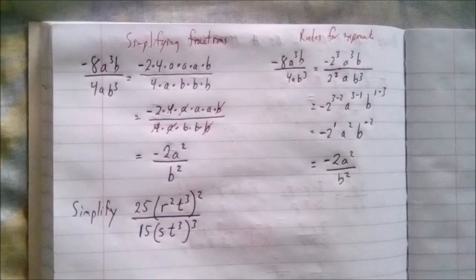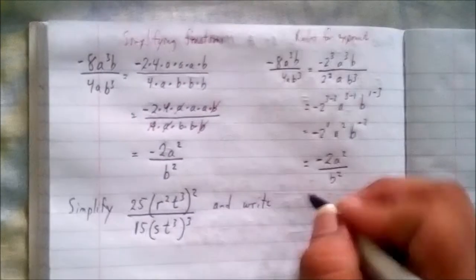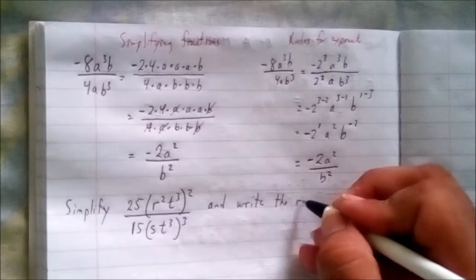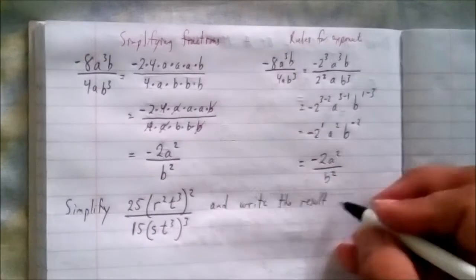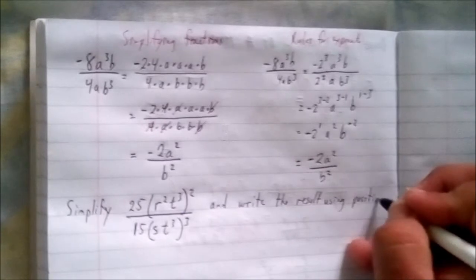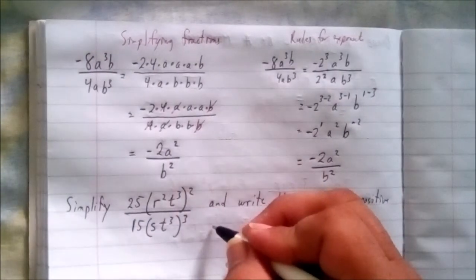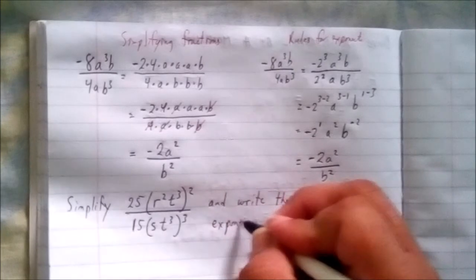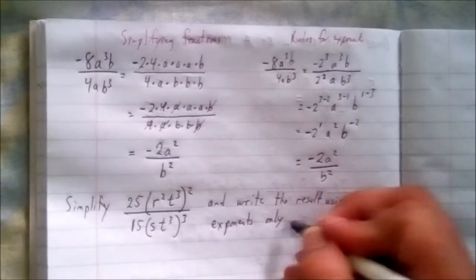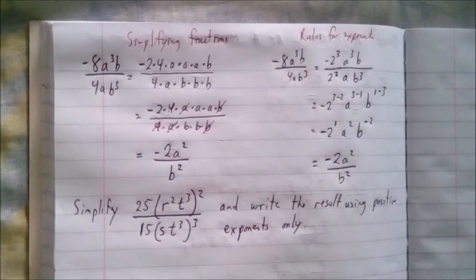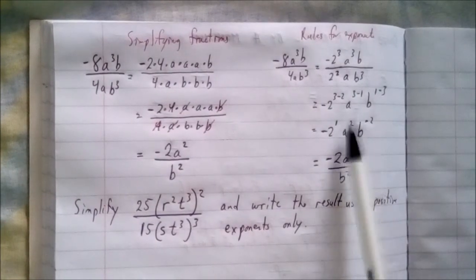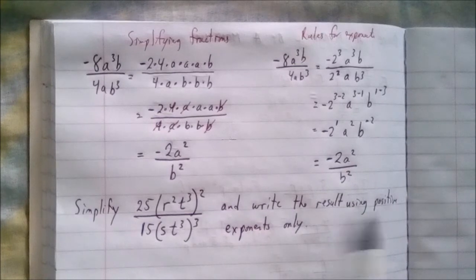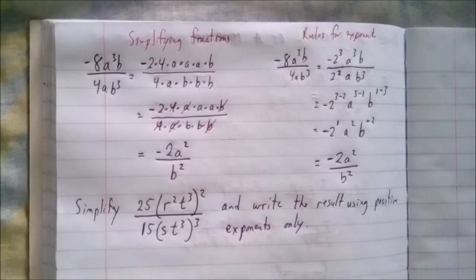And I ask you also to write the result using positive exponents only. So that means that if you are to solve this and you give me it with a negative power, it's not fully correct. It is incomplete because I want it in positive exponent. So that means you need to recall the laws of indices. So let's start working with this one here.